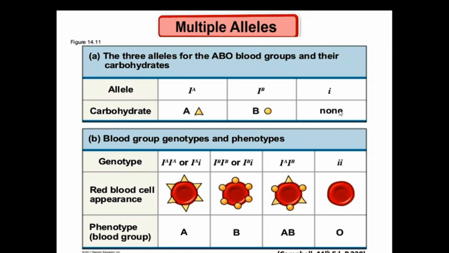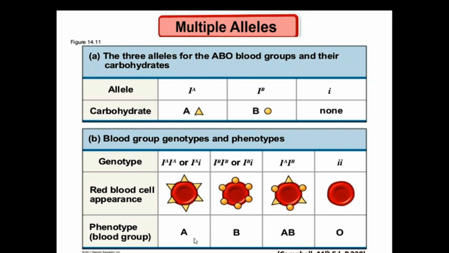If we look at their genotypes and also phenotypes here, for the genotype IAIA or IA small i, also written as IAIO, the red blood cell appearance would look like this. For example, if we represent the carbohydrate for A with a triangle, the triangular carbohydrate can be found surrounding the red blood cell of the phenotype blood group A.